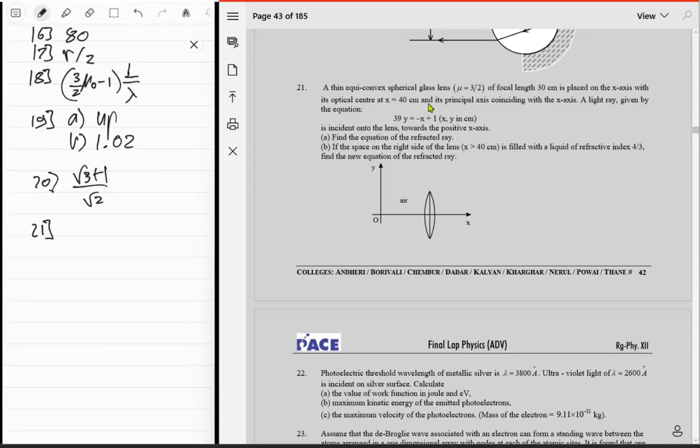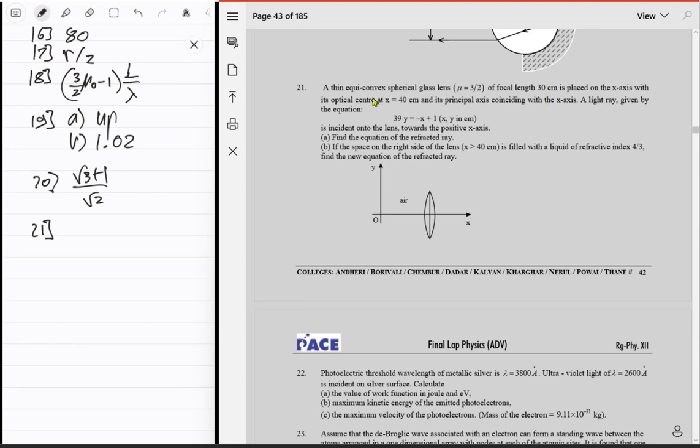21. An equivalent spherical glass lens with focal length 30 centimeters is placed on the axis with optical center at x equal to 40 centimeter, and its principal axis coinciding with the axis. Wait, focal length 30 centimeter. Okay, spherical. Right. Okay, understood.